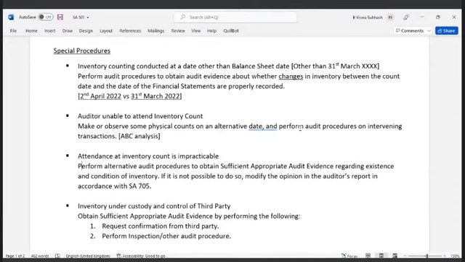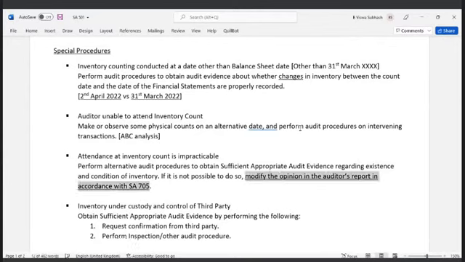Next, attendance at inventory count is impracticable. Here it is practical, but you could not attend. This is the scenario. But here they are saying it is impractical. Then what to do? Perform alternative audit procedures to obtain sufficient appropriate audit evidence regarding existence and condition of inventory. If it is not possible to do so, modify the opinion in the auditor's report in accordance with SA 705.